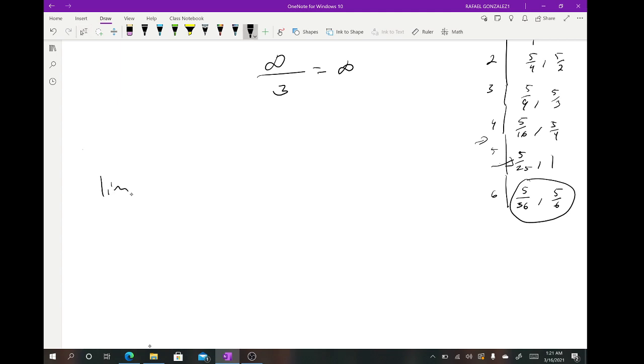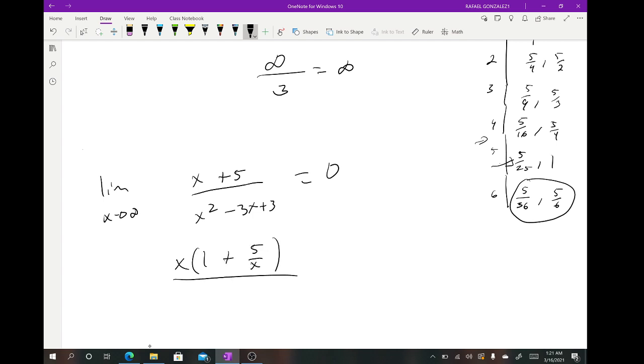Now, if the opposite is true, if you're taking the limit as x goes to infinity of x plus 5 divided by x squared minus 3x plus 3, then this limit is actually going to be equal to 0. The reason for that is because, if we do the same process, the same steps, you take out the biggest exponent in the top, you factor, you have x times 1 plus 5 over x, divided by x squared times 1 minus 3 over x plus 3 over x squared.